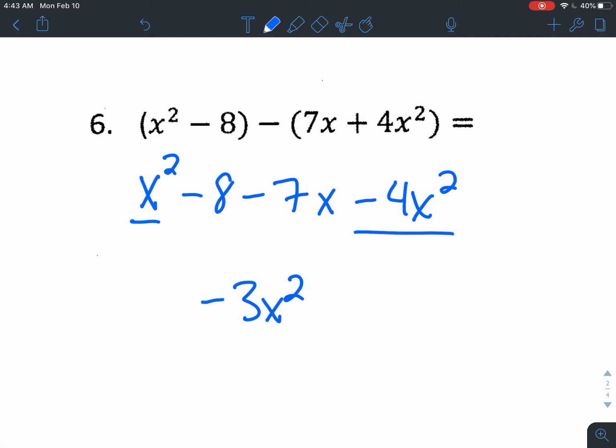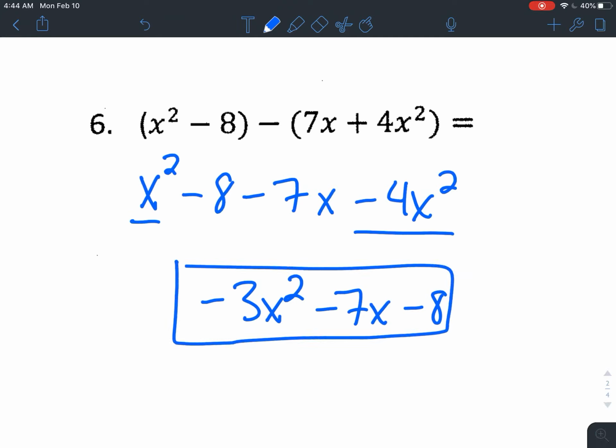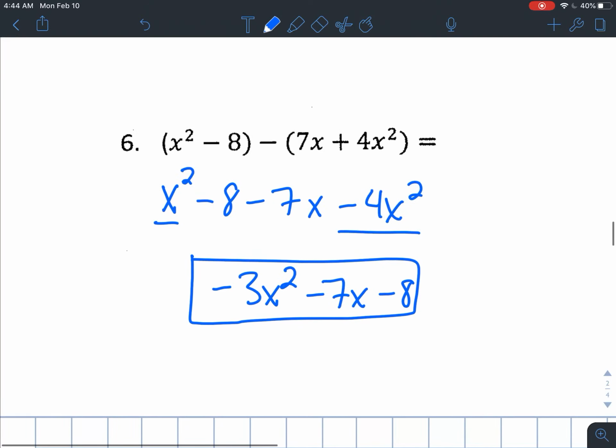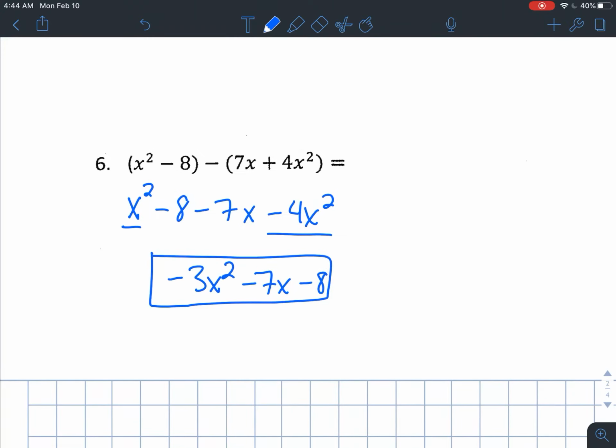And then since it's standard, hence the name, by default we put something in standard form. We're going to go ahead and subtract 7x and then minus 8. And that would be our answer. The only thing you have to collect together is those two x squared terms. Everything else was unique, so we don't have to add anything else together in terms of like terms.